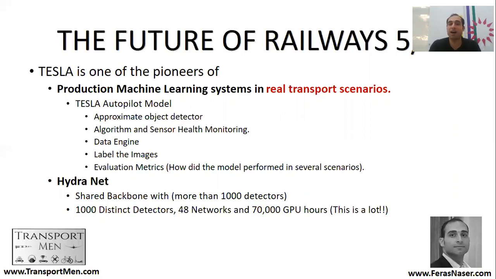So now they have HydraNet, which has a shared backbone with more than 1,000 detectors. Those are 1,000 testing detectors working over 48 networks, and it uses 70,000 GPU hours. So this is a lot. But what we can learn from that is that Tesla has actually gone through the process of knowing how to use deep learning in real-time transport scenarios, and this is the key takeaway.